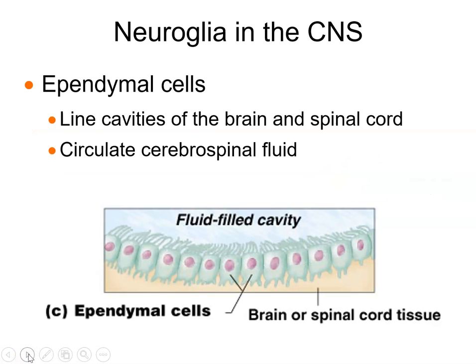Ependymal cells are also found in the brain and spinal cord. They line the cavities of the brain and spinal cord to help circulate cerebrospinal fluid. We're going to call cerebrospinal fluid CSF for short. CSF circulates both inside and outside of your brain and spinal cord. These ependymal cells have cilia on their surfaces that actually help to create a flow for that fluid. So even if you're sitting or laying perfectly still, that fluid will still help to circulate.